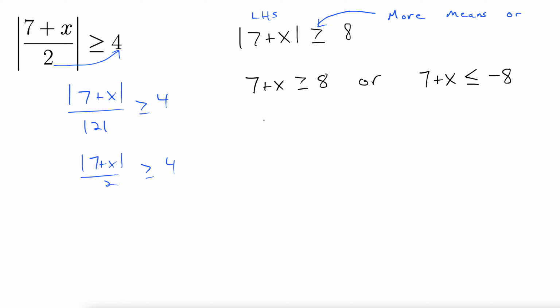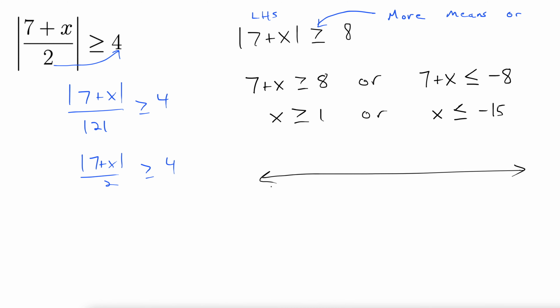All right, and then we go from there, subtract the 7 from both sides, x greater than or equal to 1, or subtract the 7 from both sides again, x less than or equal to negative 15. All right, so here's our graph notation. And sometimes you can just jump straight to interval notation. You have to see what the example is asking for. So let's do the graph notation here.